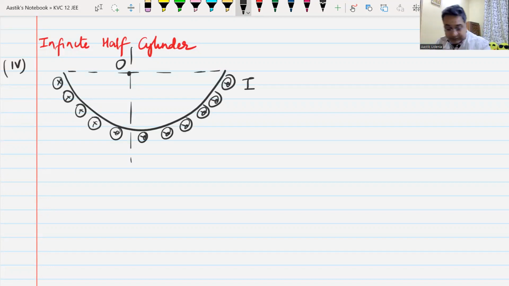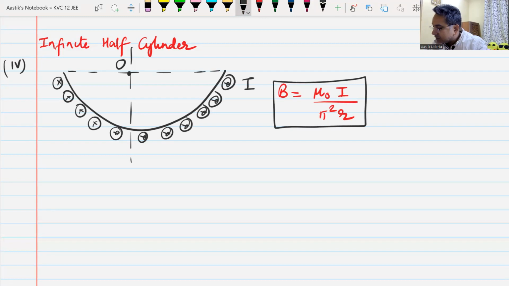Just remember the result. And what is the result? The magnetic field is mu naught I by pi square into R. Remember this result. Just remember this result. Okay? Mu naught I by pi square into R. This is a correct result? Yes, correct result. What is the direction of magnetic field if I ask?